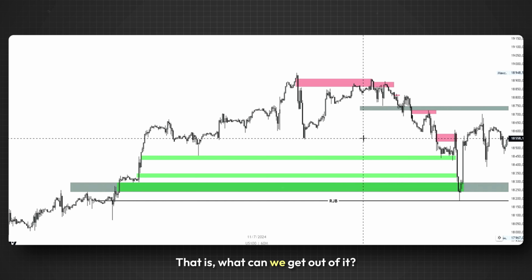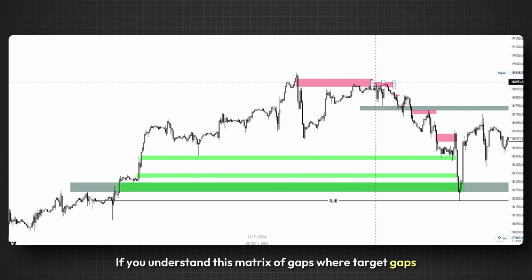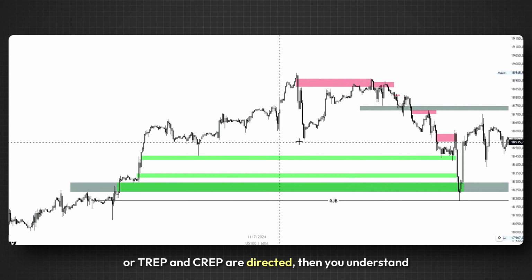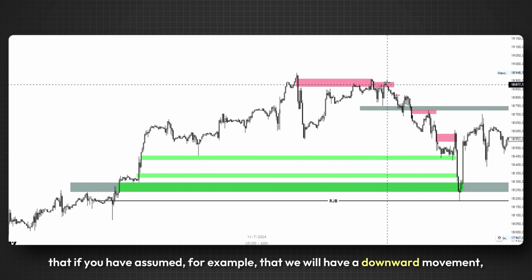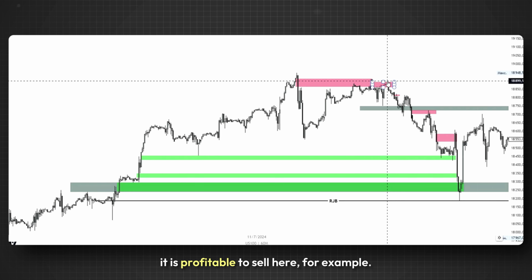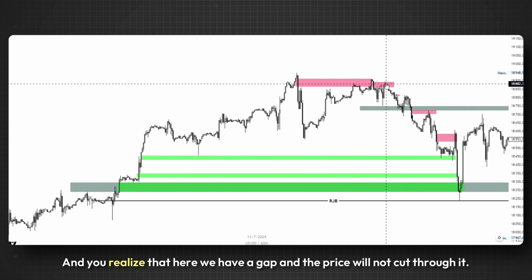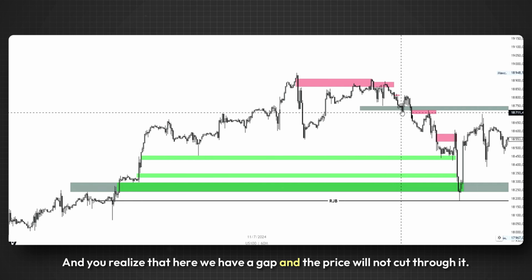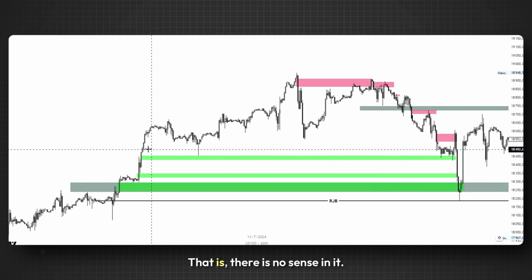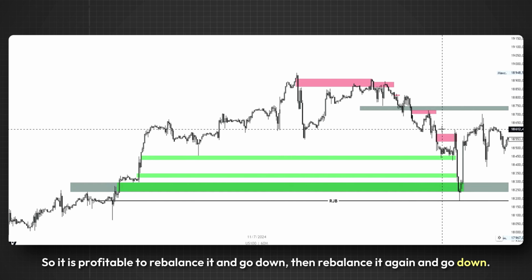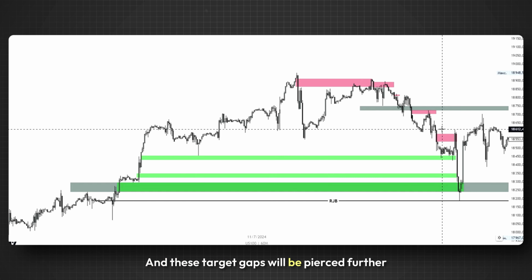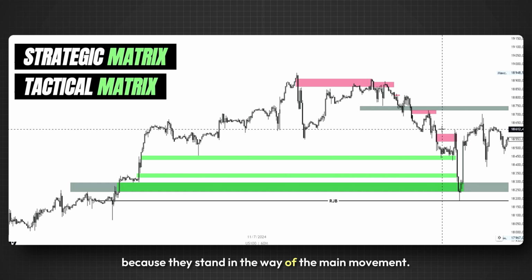That is, what can we get out of it? If you understand this matrix of gaps, where target gaps, or T-rep and C-rep, are directed, then you understand that if you have assumed, for example, that we will have a downward movement, it is profitable to sell here, for example, and you realize that here we have a gap and the price will not cut through it. That is, there is no sense in it. So it is profitable to rebalance it and go down, then rebalance it again and go down. And these target gaps will be pierced further because they stand in the way of the main movement.